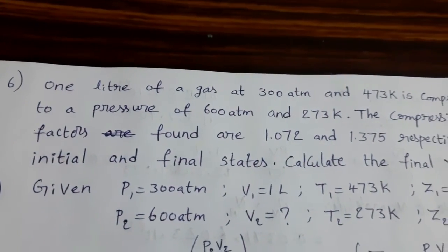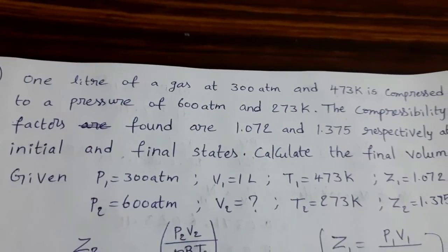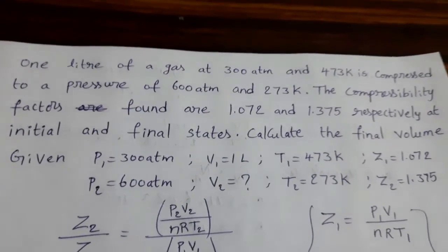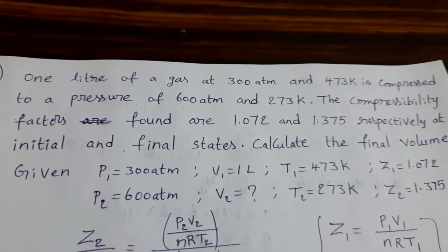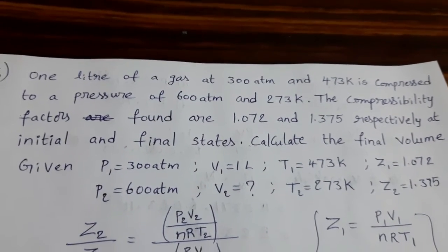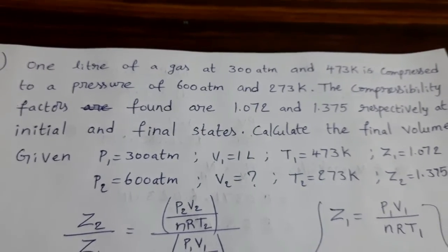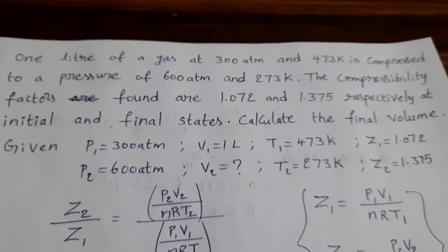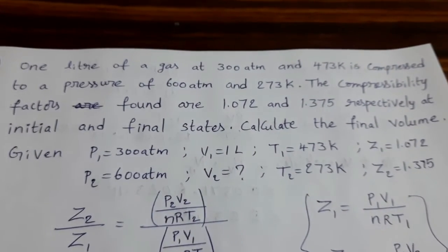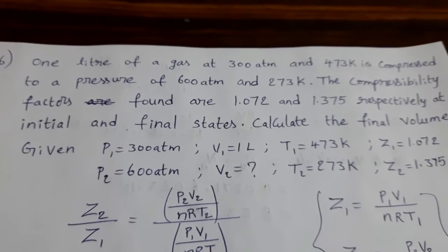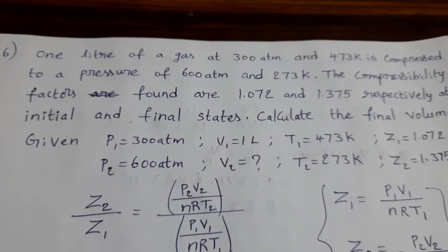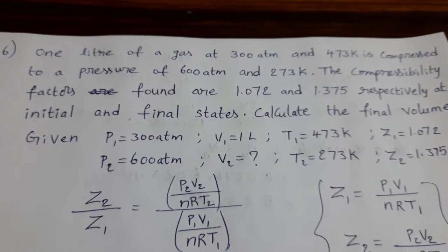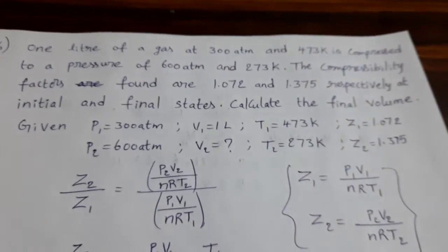1 liter of a gas at 300 atmosphere and 473 Kelvin is compressed to a pressure of 600 atmosphere and 273 Kelvin. The compressibility factors found are 1.072 and 1.375 respectively at initial and final states. Calculate the final volume. Okay. A gas is compressed from one pressure and temperature to another pressure and temperature. Z values are given. Initial volume is given. Final volume we should calculate. So note down given data.